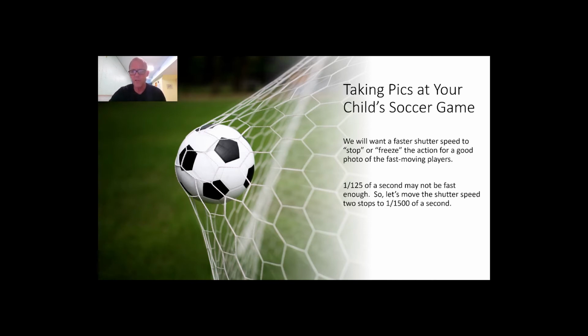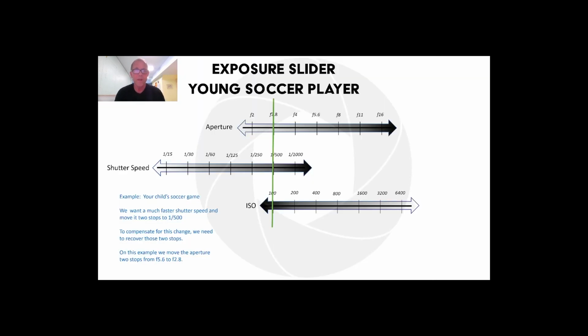So let's move the shutter speed 2 stops to 1/500th of a second. So when we do that, now you'll notice I moved my shutter speed slider over 2 stops. And when I did, I need to compensate for that. So when you look at what you did to compensate for that, I moved my f-stop from 5.6 to 2.8. I moved it down 2 stops. That worked great. So we're happy, aren't we? Well, we look at our photos when we get home, and maybe it's not what we expected.